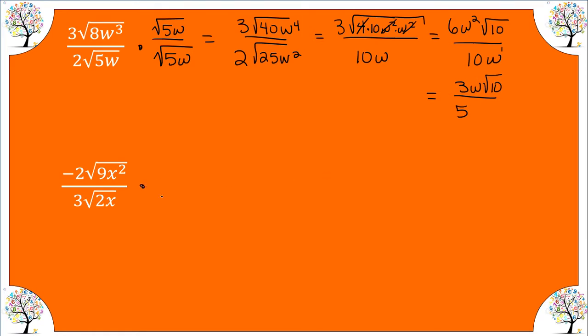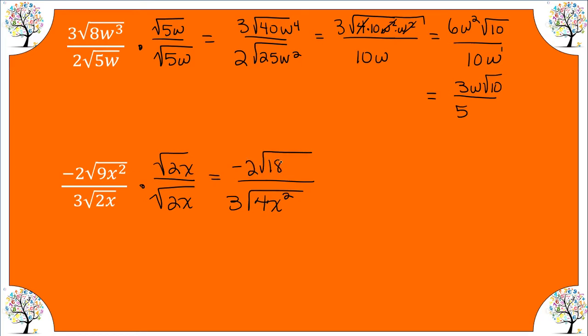In our last one, we're going to multiply by radical 2x. In our denominator, we'll get 3 times a perfect square number here. Again, that was our goal. And then in the numerator, negative 2. So we have 9 times 2, 18. X squared times x to the first, x to the third. The square root of 4 is 2. 2 times 3 is 6. The square root of x squared is x.